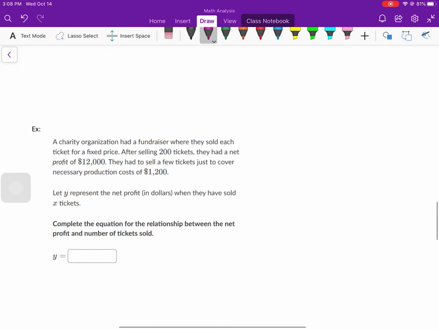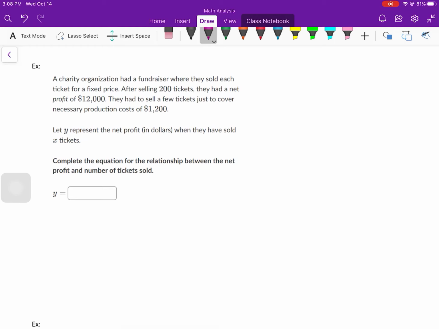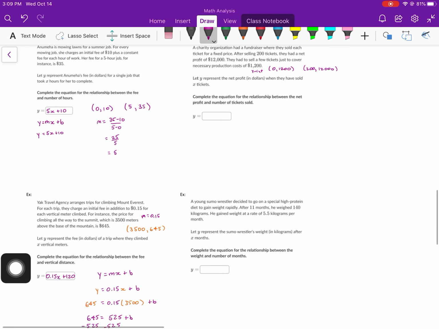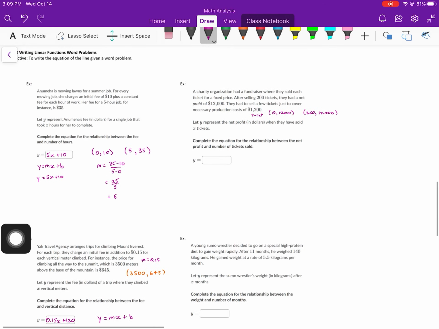That one gives us the rate and a point as well, just like that last problem. Let's see if this one gives us 2 points. So after selling 200 tickets, they had a net profit of $1,200. They had to sell a few tickets just to cover the production costs of $1,200. So they're giving us the y-intercept here. So that's similar to the other one we did. And then another point of selling 200 tickets, they get 12 grand. So nothing here. That once again is the y-intercept. It's going to be just like this example. This one, they give you the slope, so it's just like this example.